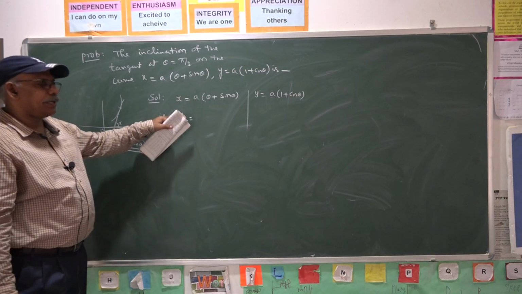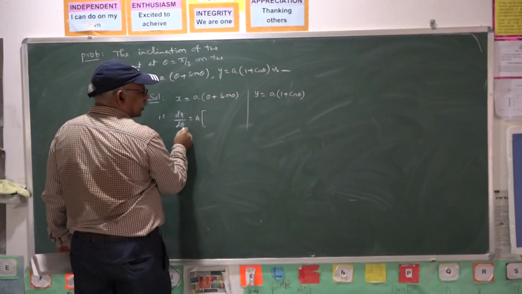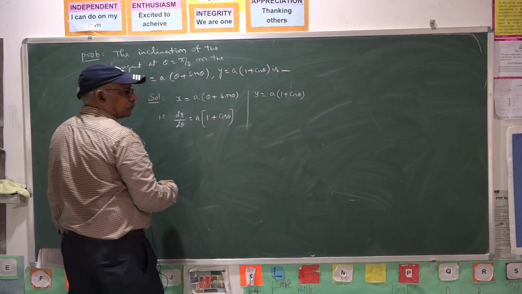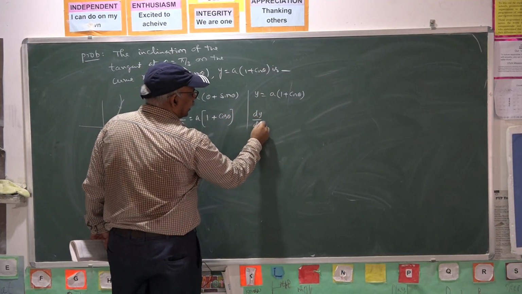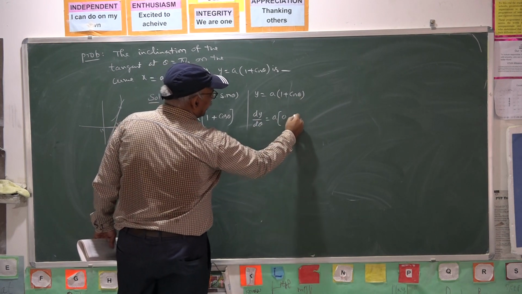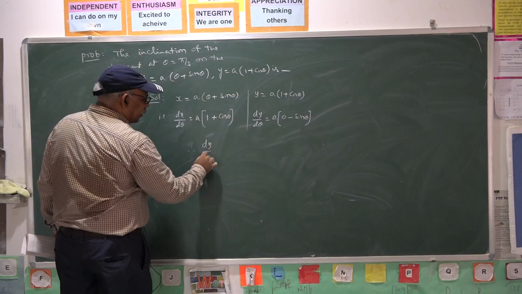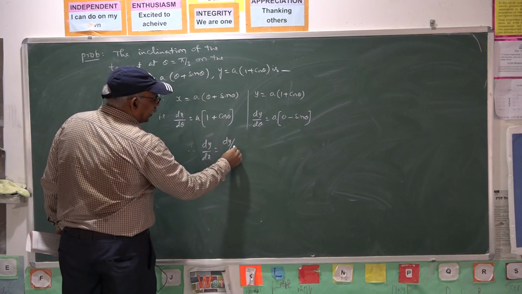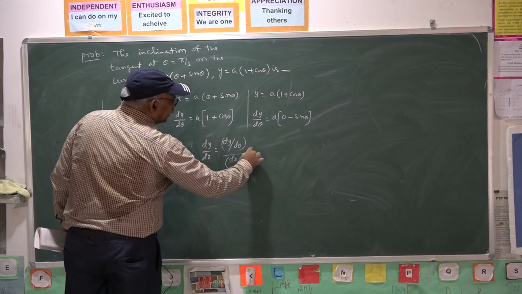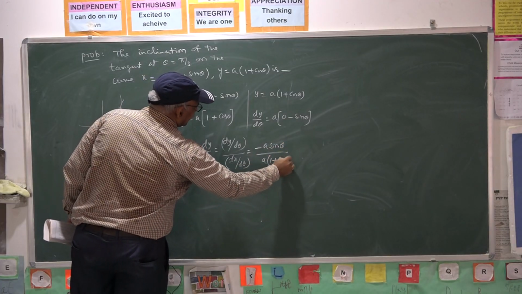To get dy by dx, find dx by d theta at first. dx by d theta is a into derivative of theta with respect to theta is 1, derivative of sine theta with respect to theta is cos theta itself. Similarly, dy by d theta is a into derivative of 1 with respect to theta is 0, derivative of cos theta is minus sine theta. Therefore, dy by dx by parametric differentiation, dy by d theta by dx by d theta, that is minus a sine theta by a into 1 plus cos theta, a cancel.